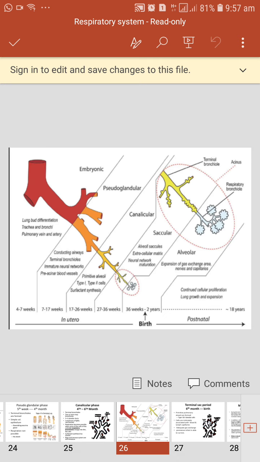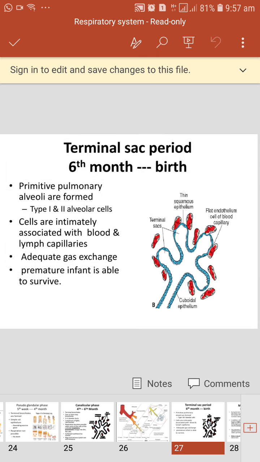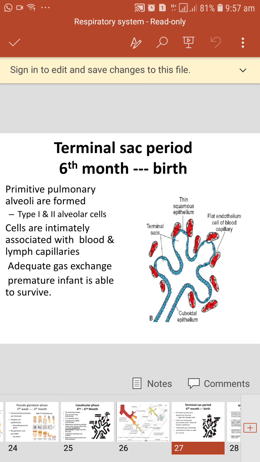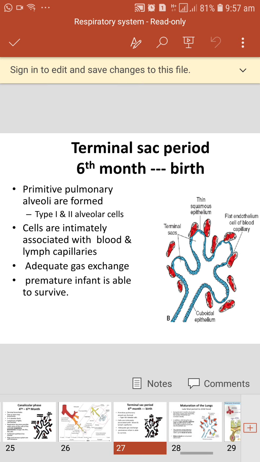These are the different stages of maturation of the lungs: pseudoglandular, canalicular, saccular, alveolar. The terminal sac period extends from the 6th month to birth, and in this case primitive pulmonary alveoli are formed with type 1 and type 2 alveolar cells. Cells are intimately associated with the blood and lymph capillaries. As you can see in this diagram, these alveoli have intimate contact with the blood capillaries. So adequate gas exchange will occur and a premature infant is able to survive in this stage.